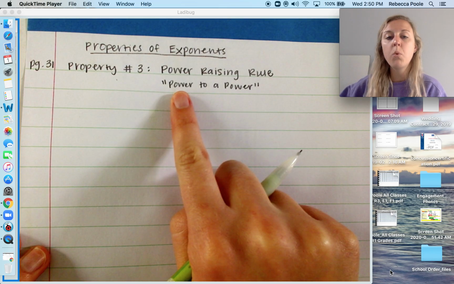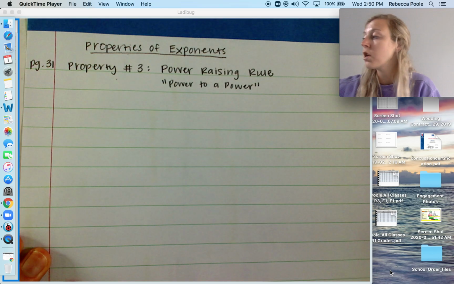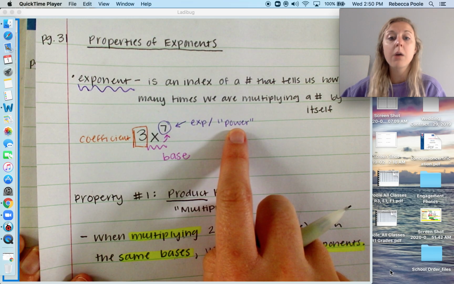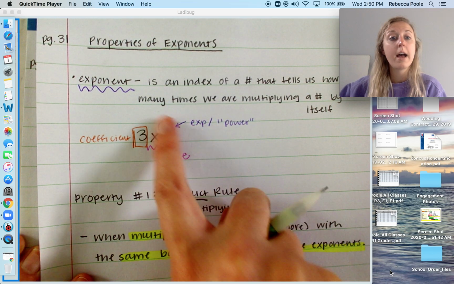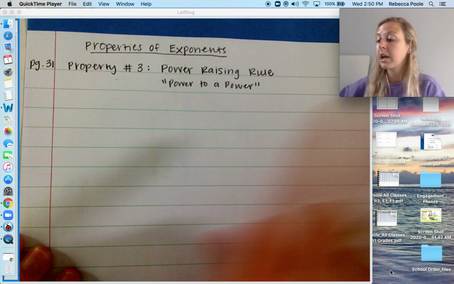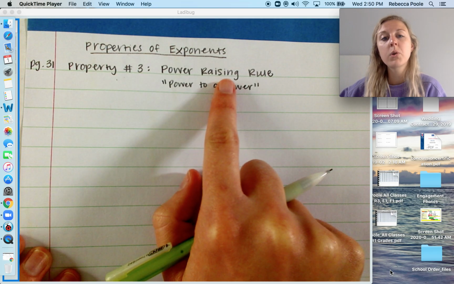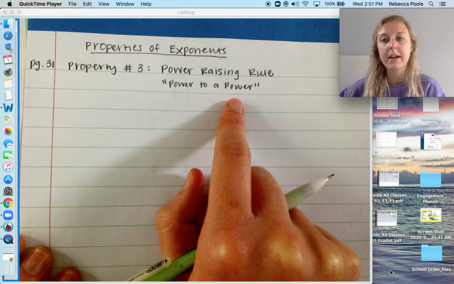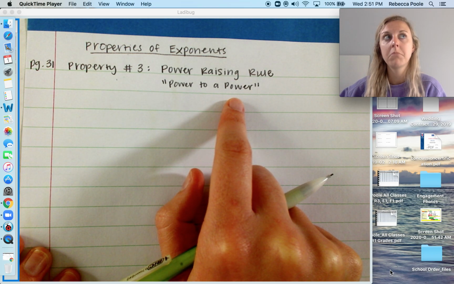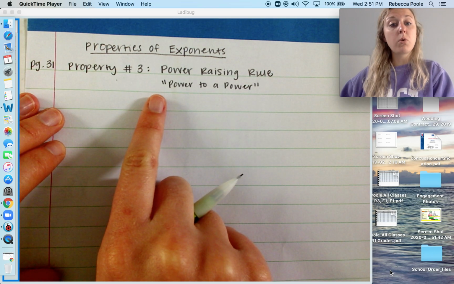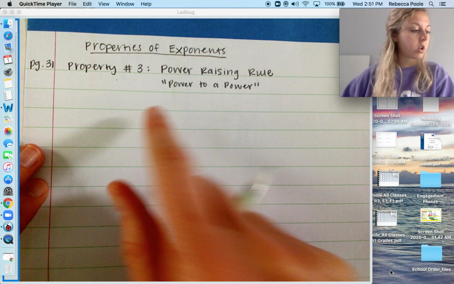So we're going to have one power. Remember I told you in the first notes that power is just another word for exponent, okay? So we're going to have one exponent and then we're raising it to another exponent. Okay, so let me tell you what the rule says first and then I'll show you what these are going to look like. Sound good?